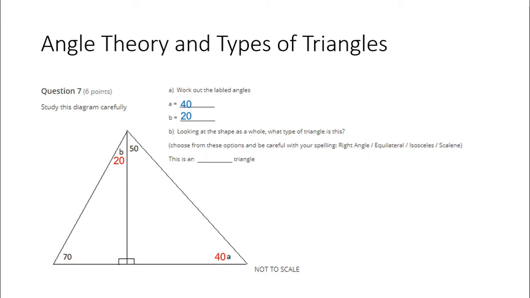Isosceles. And I'll bet a lot of you looked at this and said 70 and 40 are not the same. But what's this angle up here again? It's 70. 70 and 70, those are two angles which are equal, which means that these two sides must be equal. This is an isosceles triangle, not a scalene triangle. Scalene triangles have no sides the same and no angles the same, and here we've got two angles the same. So this is an isosceles triangle.